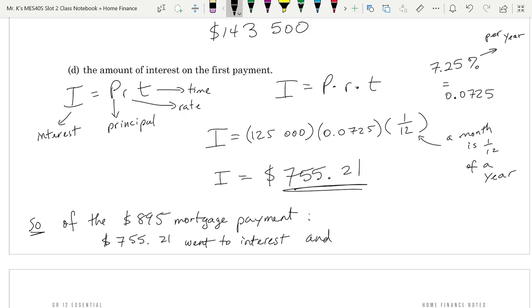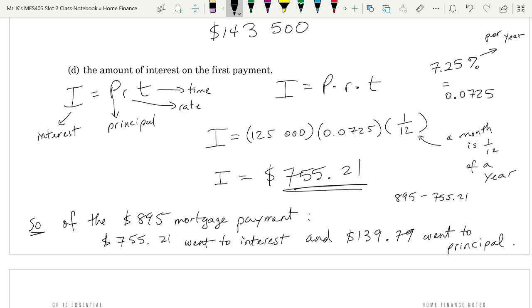And, okay, quick subtract. 895 minus 755.21. And when I do that, I get $139.79 went to principal. So yeah, for the first long while, when you take out a mortgage, most of the payments you're making are going to the interest on your loan. That will change over time, and we'll look at that change over time in our next lesson.